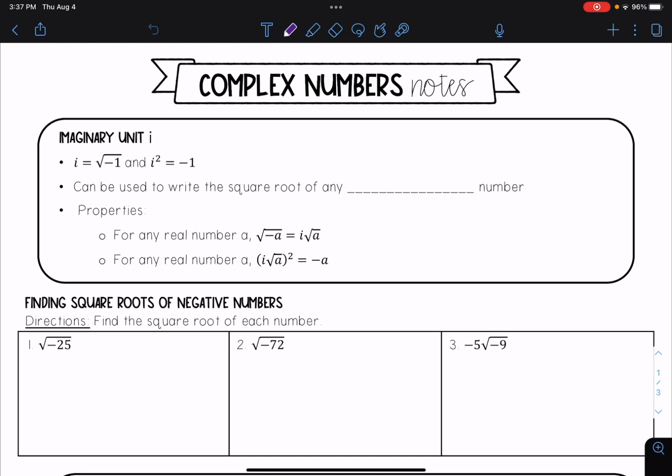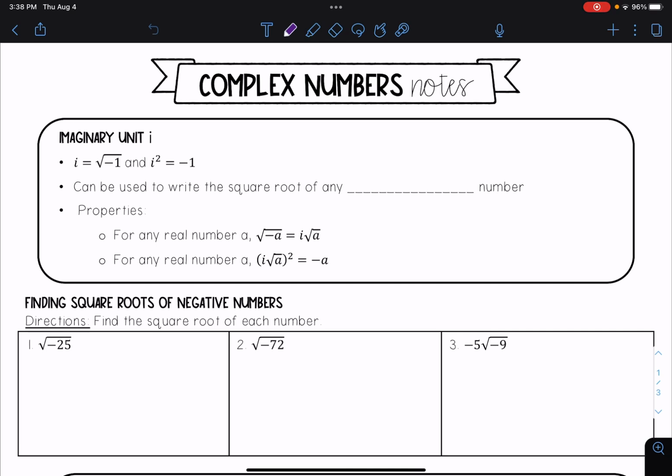So before, in Algebra 1, when we were solving quadratics and we ended up with the square root of a negative number, we said there was no real solution. Well, we actually can have a solution for those, we just call it an imaginary solution. And we use the letter i for that imaginary number. And i is equal to the square root of -1.